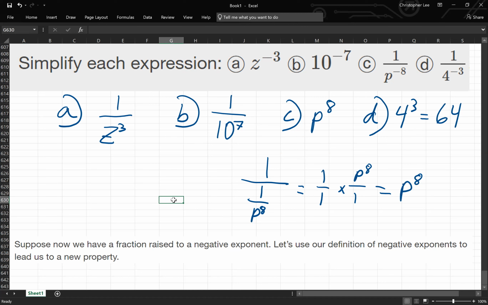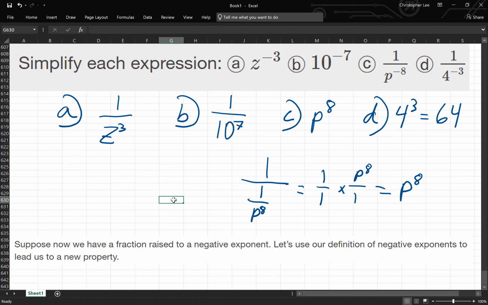All right, so now I got 3 over 4 raised to the -2 power. So I got a fraction raised to a negative exponent. Yikes. We already know negative exponent, I'm just going to do 1 over (3 over 4) to the 2nd power. And whenever you raise a fraction to a power, the numerator and denominator each get that power, so it becomes 1 over 9 over 16.